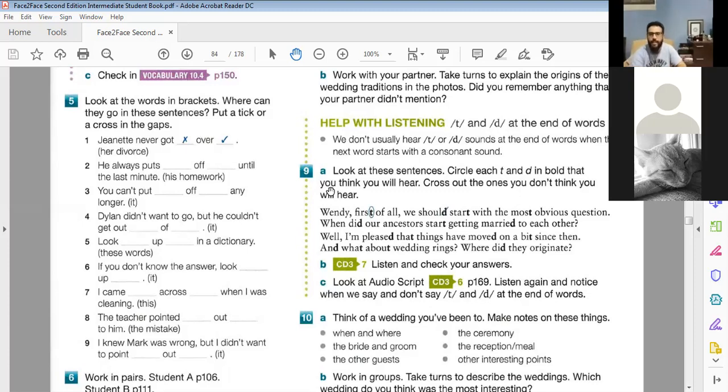So Jeanette never got over her divorce. So this means, because you have get over, you can say Jeanette never got over her divorce, but you cannot say Jeanette never got her divorce over. You get the idea? Mm-hmm. Yeah. You can't do it.